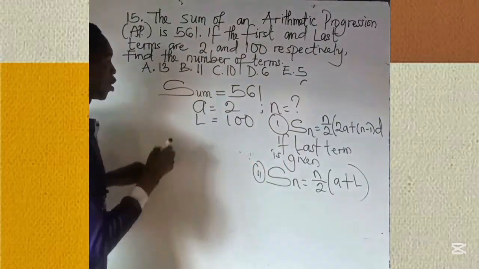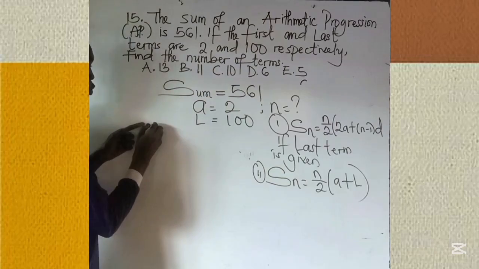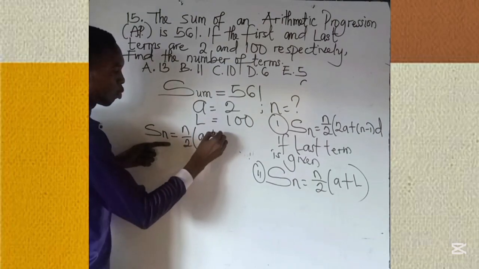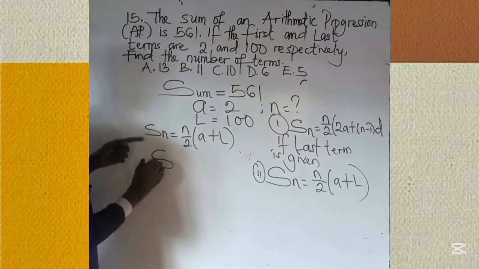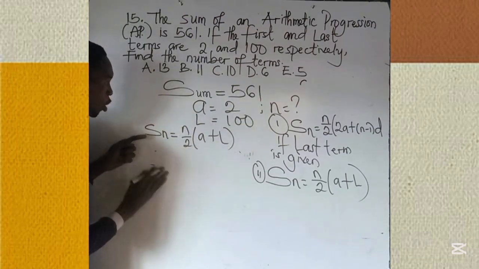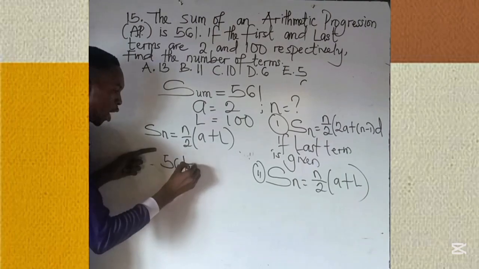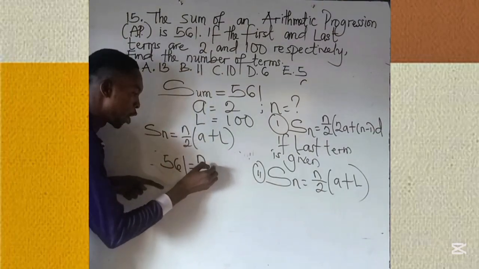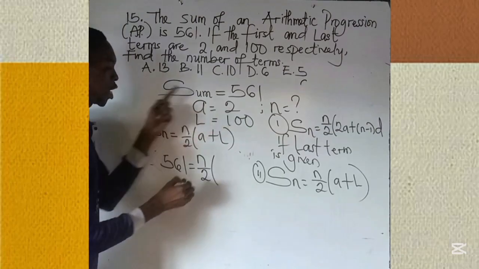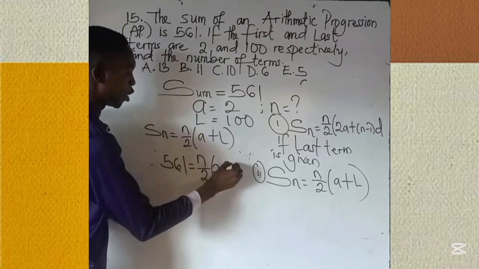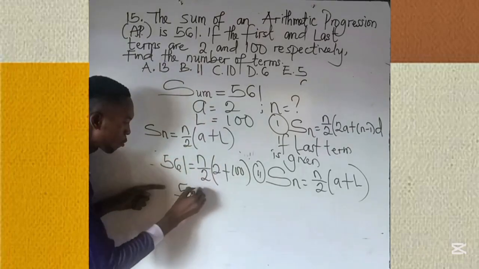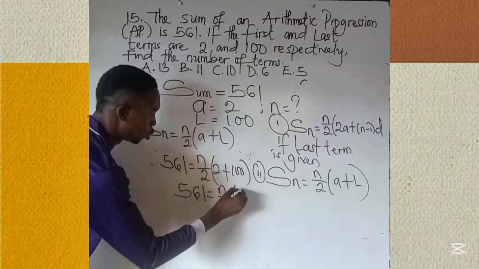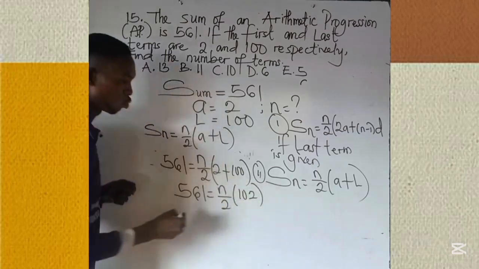So without wasting time, let's solve. I'm going to use the sum of nth term is n divided by 2 into (a plus last term). The sum of the whole number is already 561, so you write that as 561. How many number of terms? That is n. We don't know n, so it is n we are looking for. A is 2 plus L, which is 100. So solving, you have 561 equals n divided by 2 into (2 plus 100). That is 102.